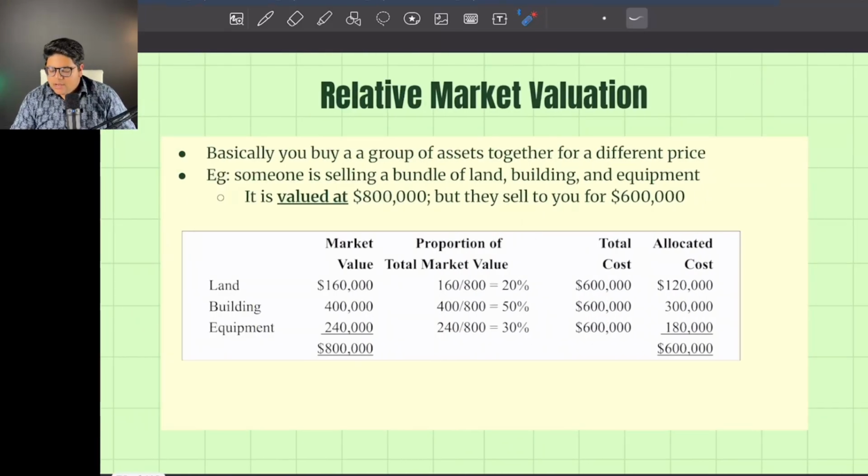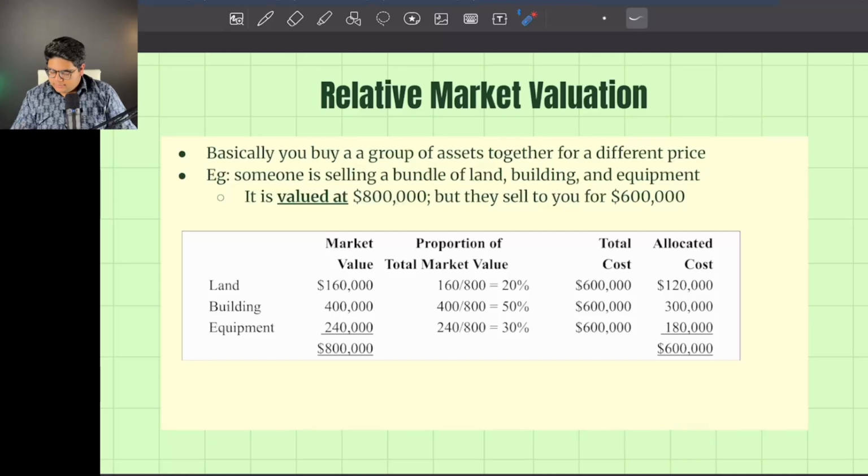And then we need to record their cost at relative market valuation. What this means is basically you have a group of assets that you buy together for a different price, then they are valued. For example, someone is selling a bundle of land, building, and equipment. It is valued at $800,000, but they sell it to you for $600,000.